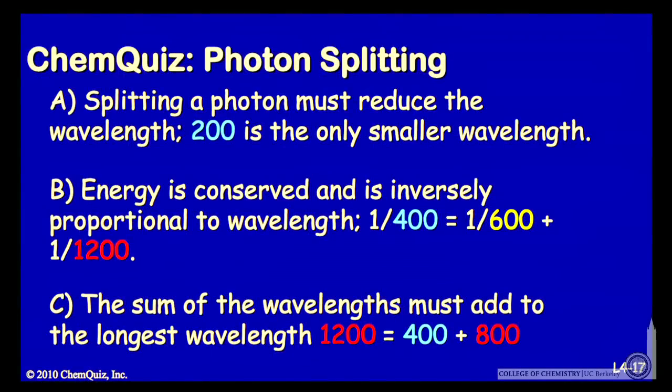Let's consider an argument for each of the answers. A, splitting a photon must reduce the wavelength, and 200 is the only smaller wavelength. B, energy is conserved, and it's inversely proportional to wavelength. So 1 over 400 equals 1 over 600 plus 1 over 1200. Or C, the sum of the wavelengths must be conserved and add to the longest wavelength. So 1200 is 400 plus 800. Consider those three arguments and make a selection again.